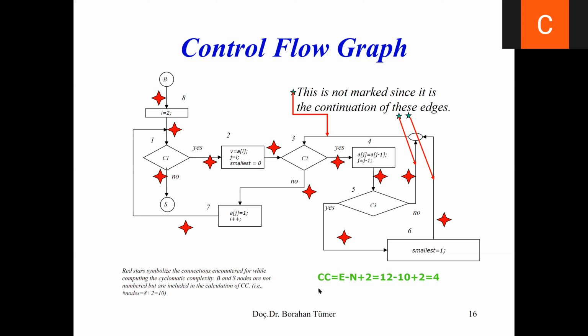I was going to show you the independent paths here. This here is 8-1. I'm not counting the begin and end nodes. So 8-1 is the first independent path. Now, if the first condition's result is true, then it becomes 8-1-2-7-1.